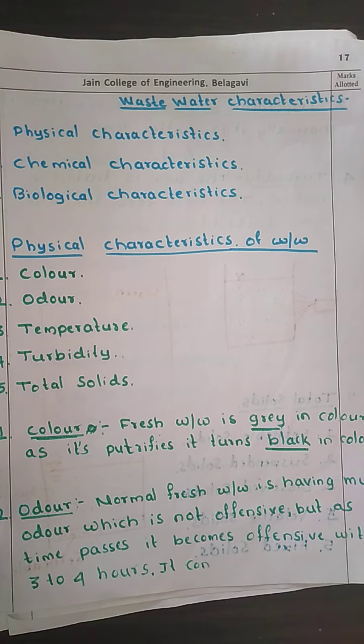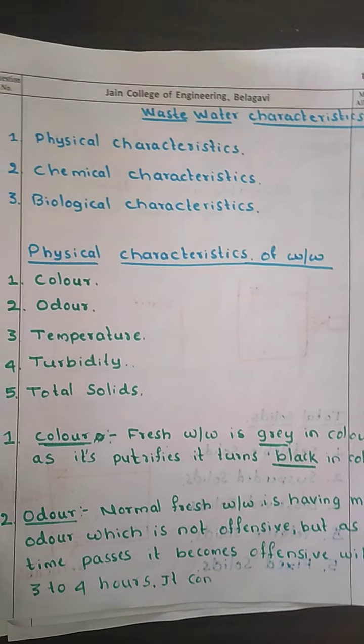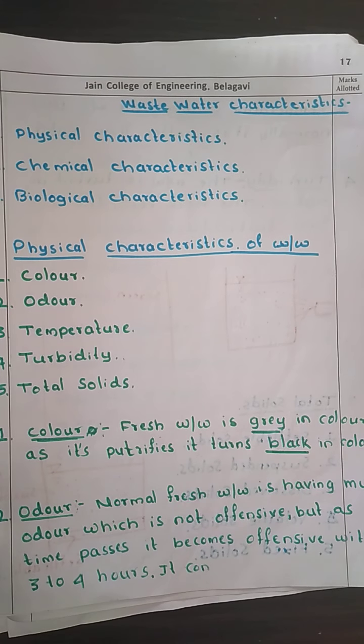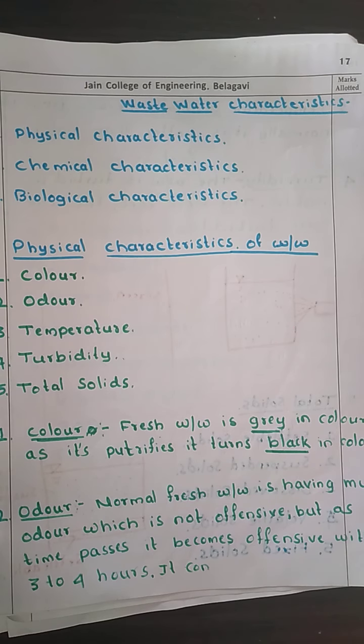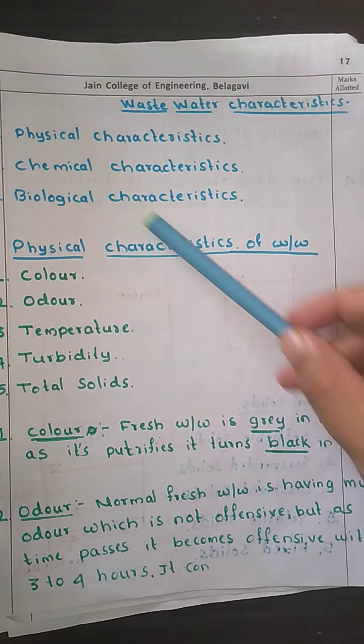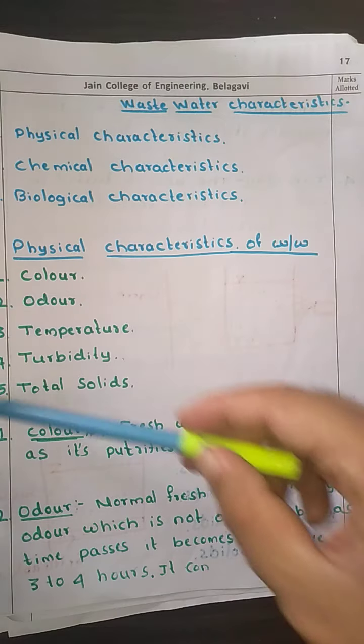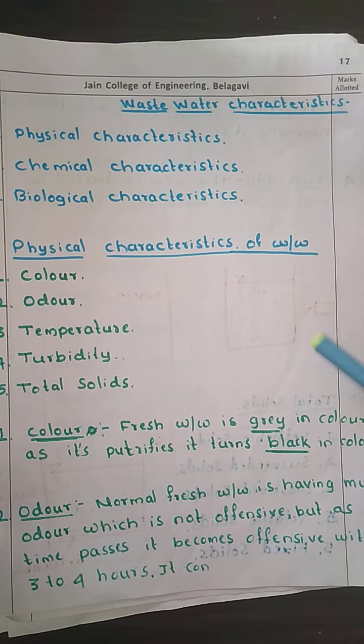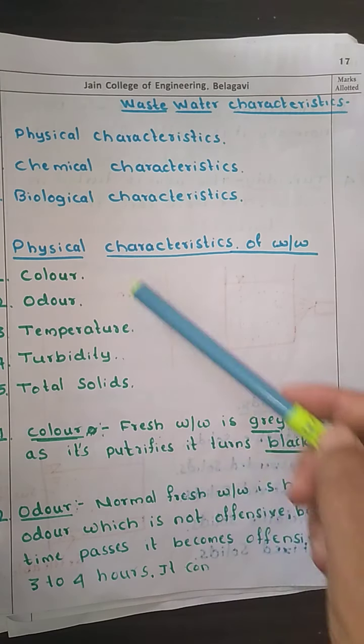Now when we use the term physical, when we see the wastewater, what are the different observations that we are going to have? Okay, the color we can see, odor we can feel, temperature we can measure, turbidity we can see, then the different types of total solids. These are nothing but the different physical characteristics. By looking at the wastewater, whatever things we see, we call them the physical characteristics.